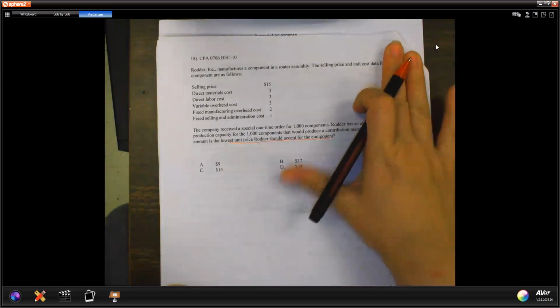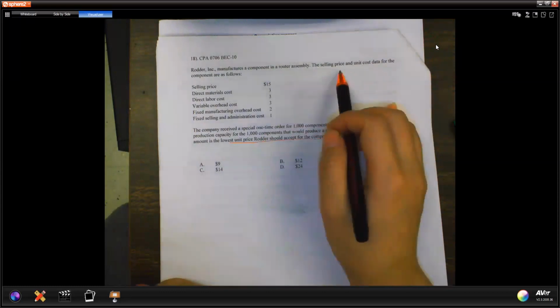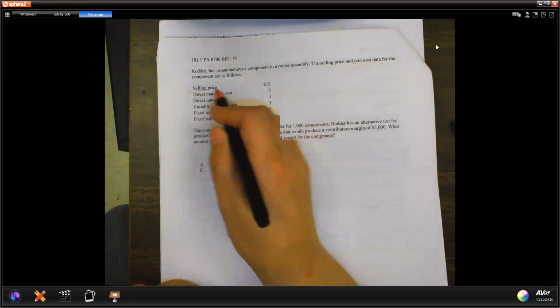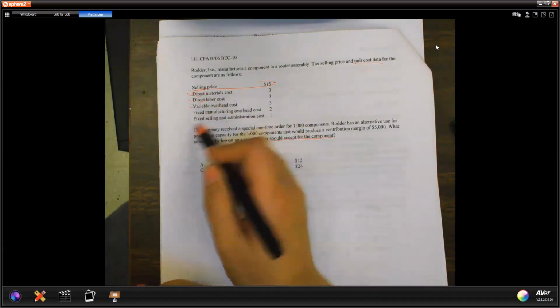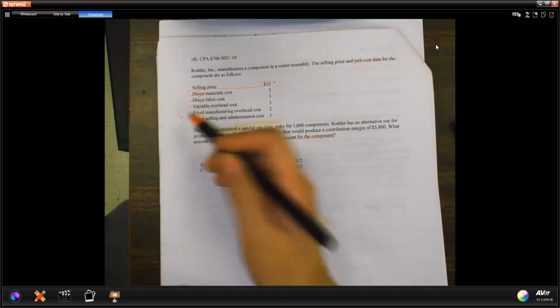Okay, next one, CPA question. So this question asks, what amount is the lowest unit price we should accept for the component, right? So let's read this one more together. Selling price and unit cost. So your selling price for each one unit is direct material, direct labor, variable overhead, fixed, whatever. I have some question mark, because if the question doesn't say anything, I just put fixed as irrelevant. But if the question says something, we have to do it specifically.